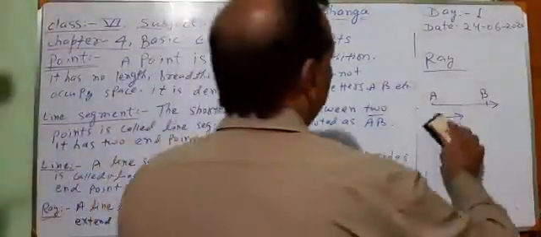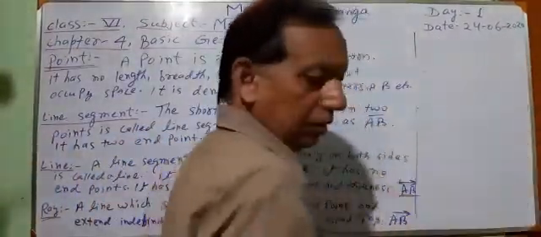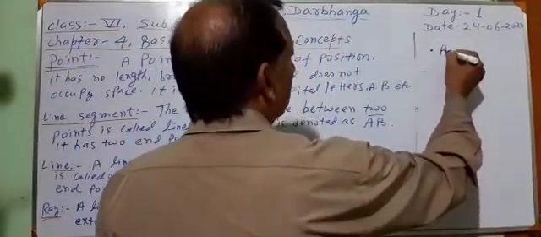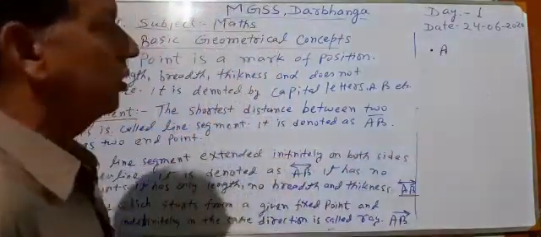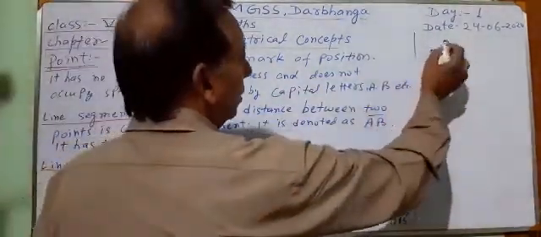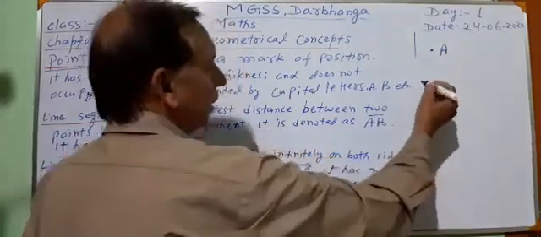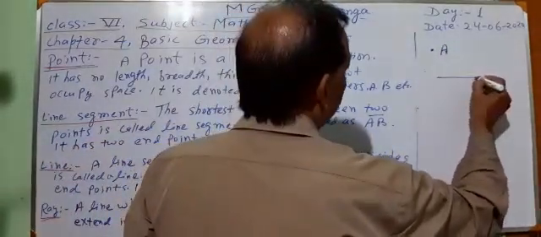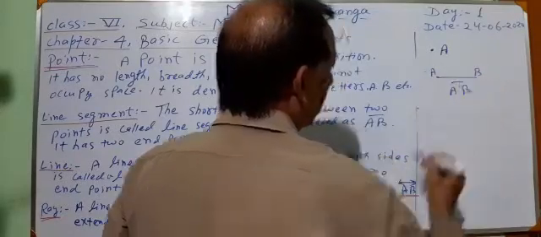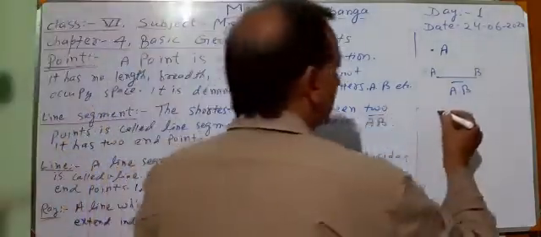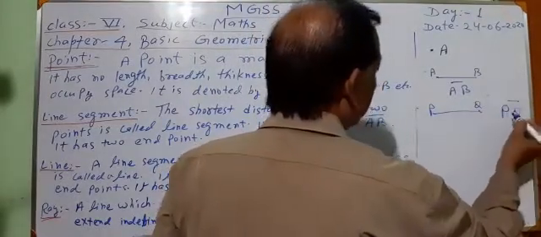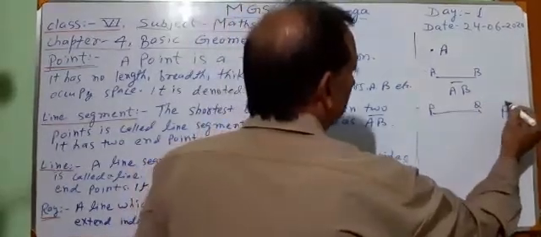Now, if we compare, what have we read? First concept is point. Point is a mark of position. It is denoted by capital letters A, B, C, D, P, Q, R, and it has no length, breadth or thickness, and does not occupy space. Second thing is line segment AB. It has two end points, A and B. We shall write it AB and read line segment AB. Similarly, this is P, this is Q, and we read line segment PQ.